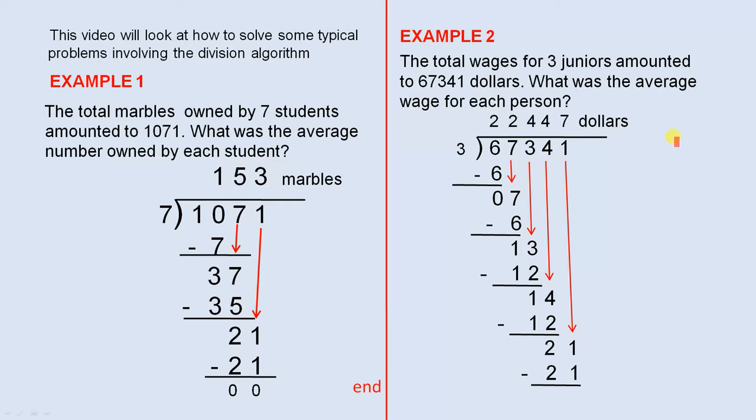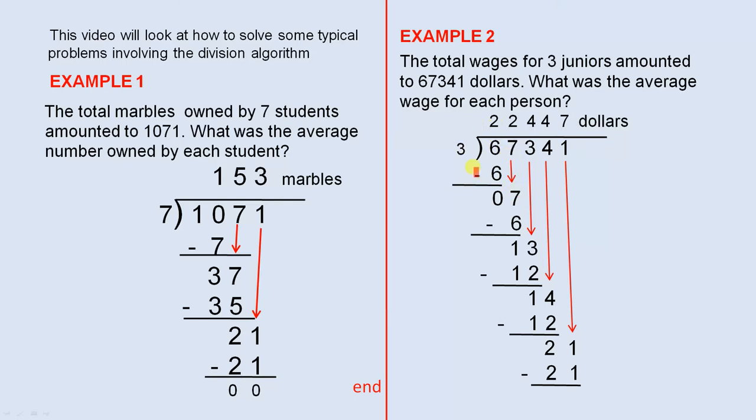The total wages for 3 juniors amounted to $67,341. What was the average wage for each person? So if we divide 3 into 67,341, 3 into 6 goes twice, 2 threes are 6. 6 minus 6 is 0, so there's no remainder, because 3 goes into 6 twice, evenly, no remainder.